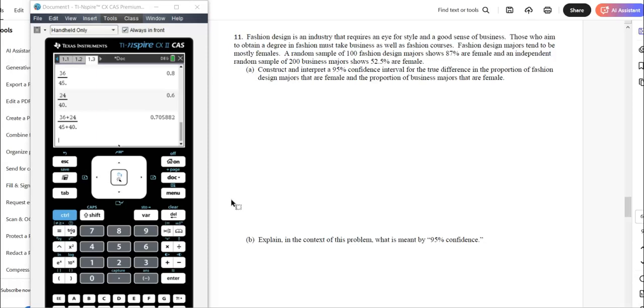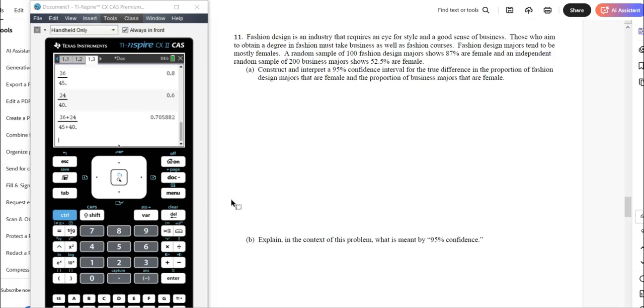Okay. Fashion design is an industry that requires an eye for style and a good sense of business. Those who aim to obtain a degree in fashion must take business as well as fashion courses. Fashion design majors tend to be mostly female. A random sample of 100 fashion design majors shows that 87% are female, and an independent random sample of 200 business majors shows that 52% are female. Okay, that kind of makes sense. It seems like there's a difference. We have some evidence there's a difference, but is it significant?